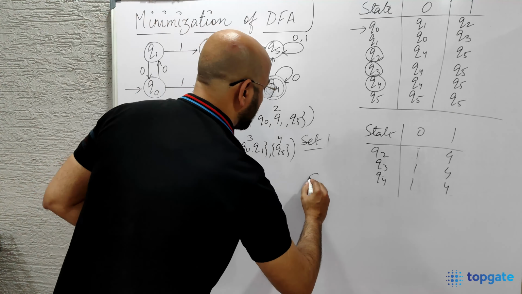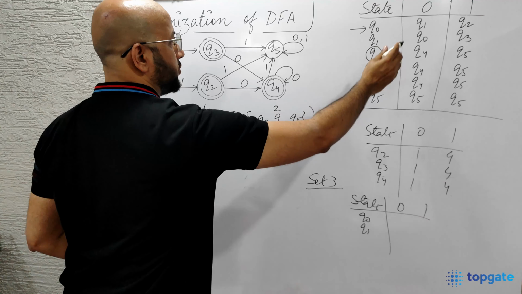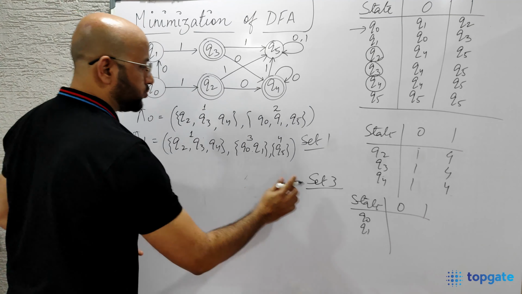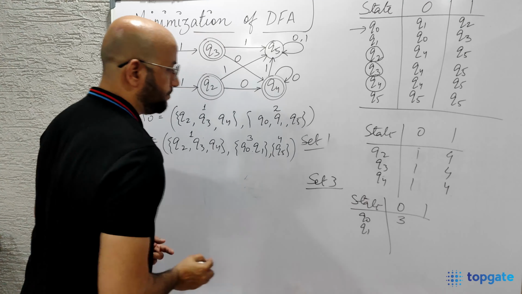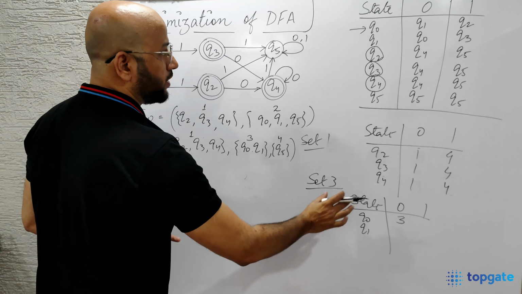Set number 3 is Q0 and Q1. So again I'll write state and then 0 and then 1, and in state I will write Q0 and Q1. For Q0 with 0, I have Q1. Q1 belongs to set number 3. For Q0 with 1, I have Q2. Q2 belongs to set number 1.